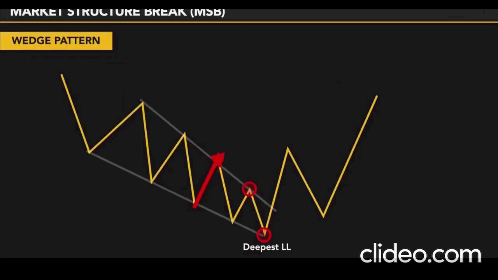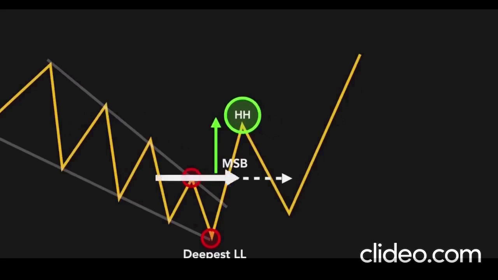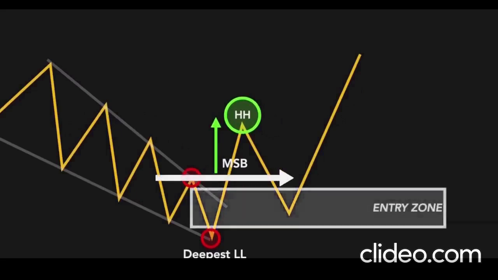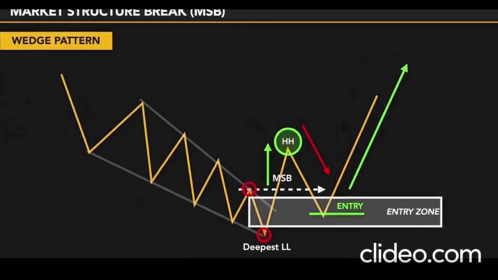Another example, wedge patterns. Downtrend until price struggles. A market structure break happens with strong candlesticks. Finally, price pulls back to our entry zone for a possible trade entry.